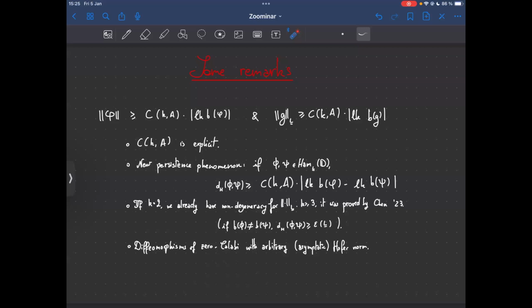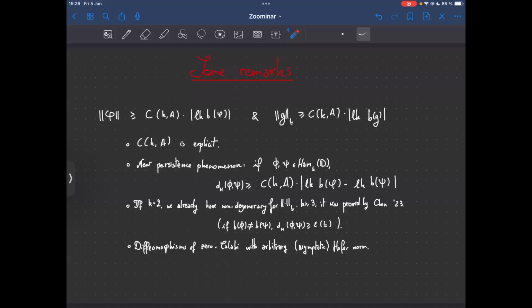Now, we would like to also point out that this gives a new persistent phenomenon. If we consider two Hamiltonian diffeomorphisms phi and psi, we can bound from below the Hofer distance by the same constant times the absolute value of the difference between the linking numbers of the two braids associated to each one.